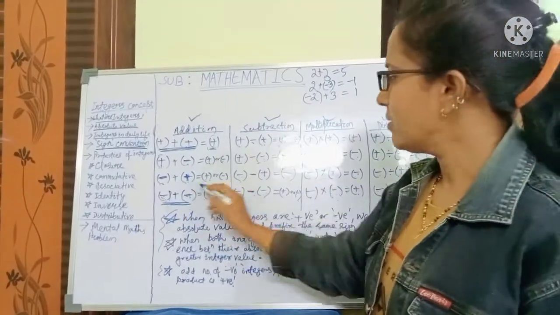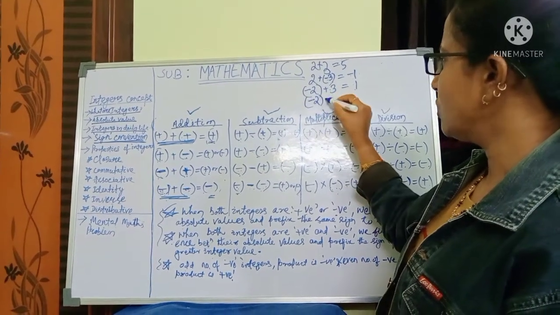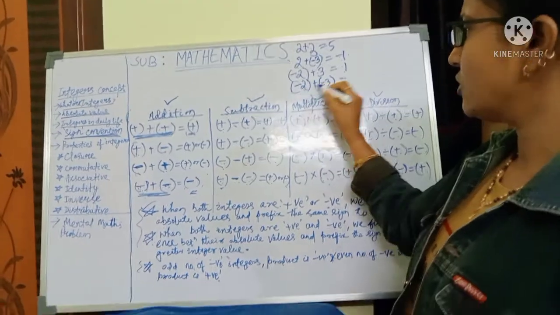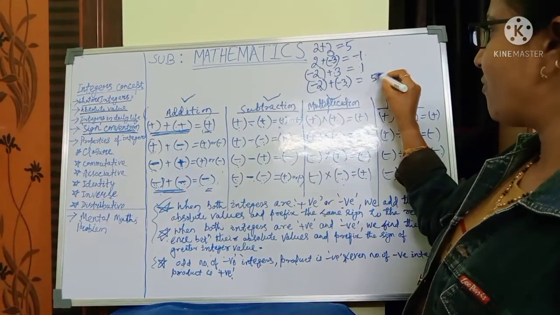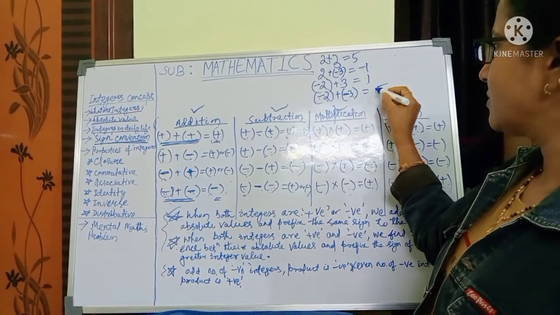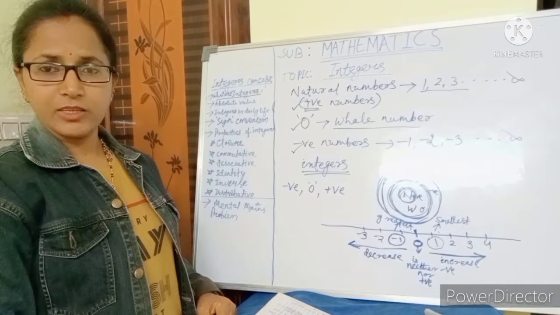And when both are negative numbers, minus 2 and minus 3, we add the two absolute values. 2 plus 3 is 5, and the sign is the same, so minus 5. The remaining concepts will be discussed in the next video.